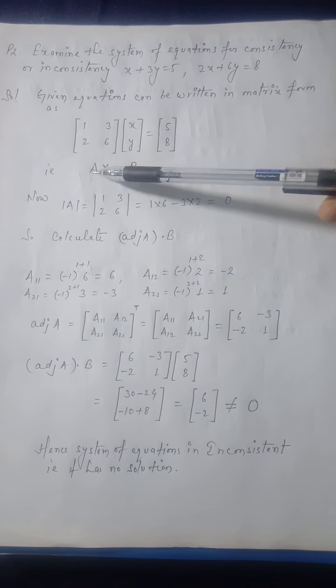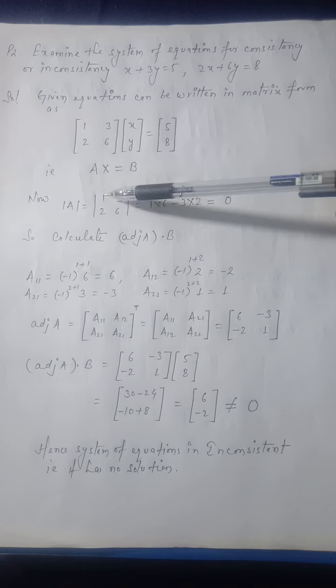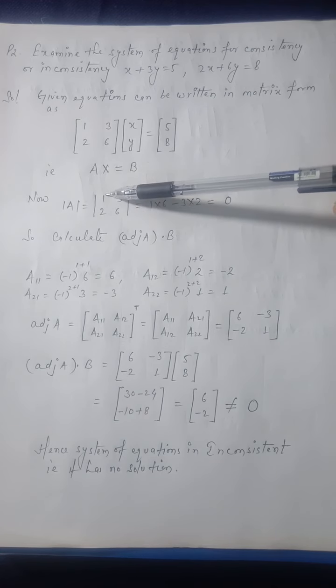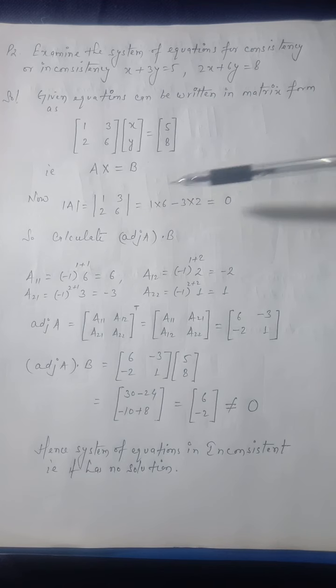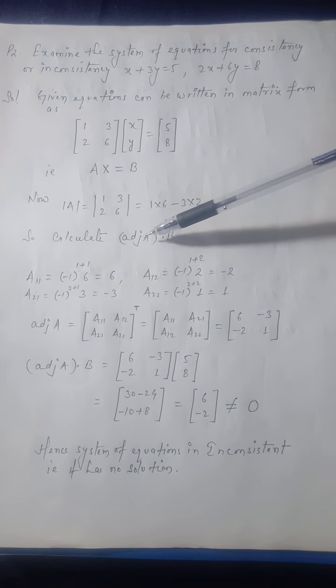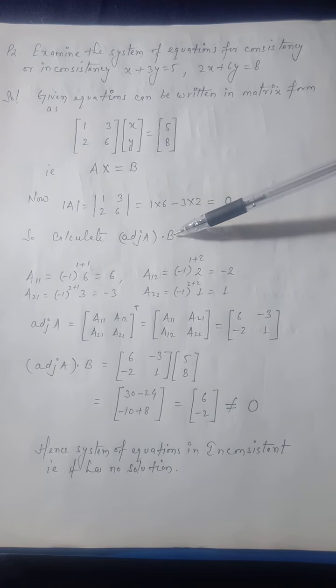Now the determinant of A is the determinant of 1, 3, 2, 6, and its value is 6 into 1, 6, minus 2 into 3, 6, which is 0. Now here the determinant of A is 0. Then according to the chart we have to calculate another factor which is adj of A into B.